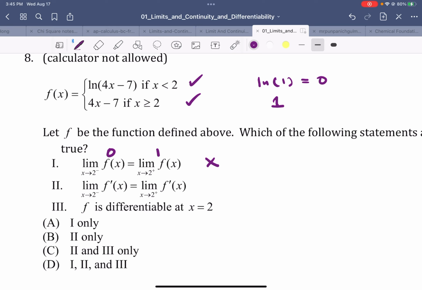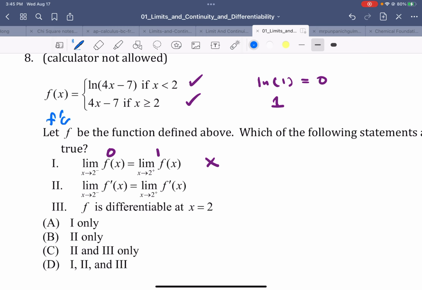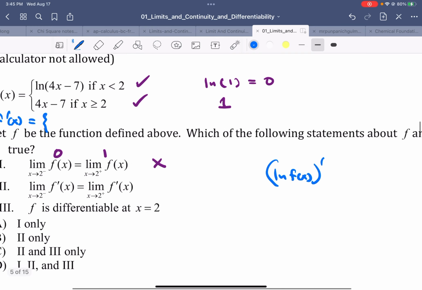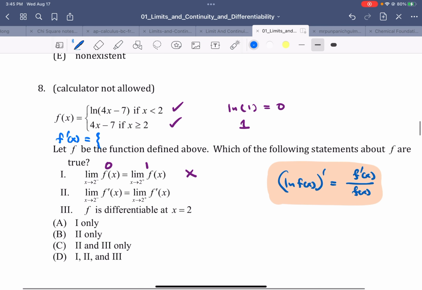Now when you take a derivative, let's see. This is also a piecewise function. Let's go over the derivative of ln quickly. What is the derivative of ln f of x? The denominator is just f of x, and then you multiply by f prime of x. That is how you take the derivative of the ln function.